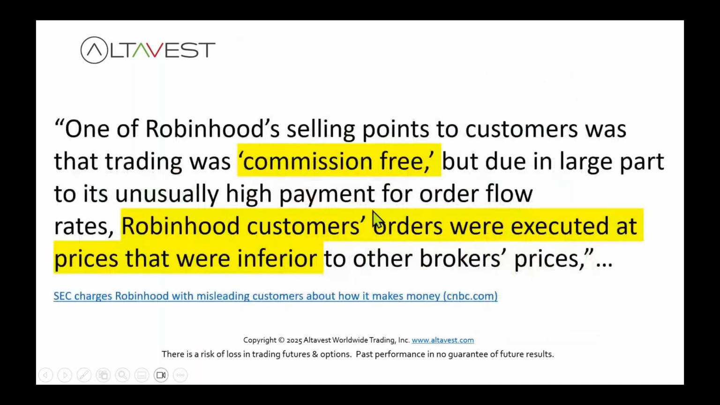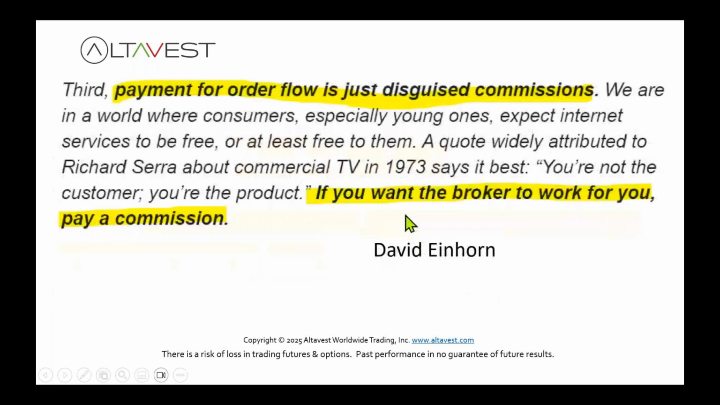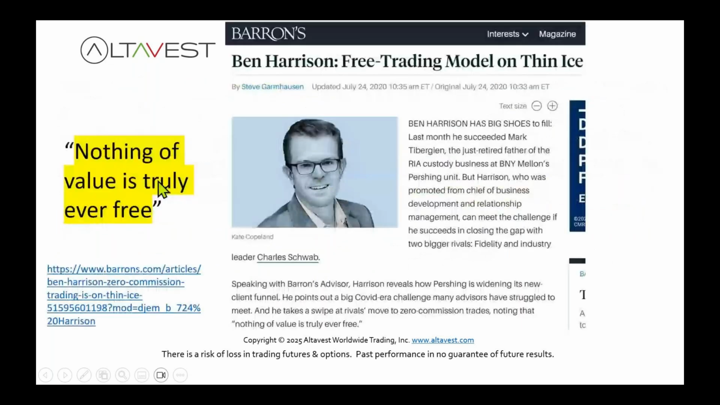Anyway, I'm not being negative on options trading in stocks, period. Sure, you can always do that, but it's not free, I guess is the point. Orders are executed at prices inferior to other brokers, so it's not free. If you want someone to work for you, pay a commission. Nothing of value is truly ever free.